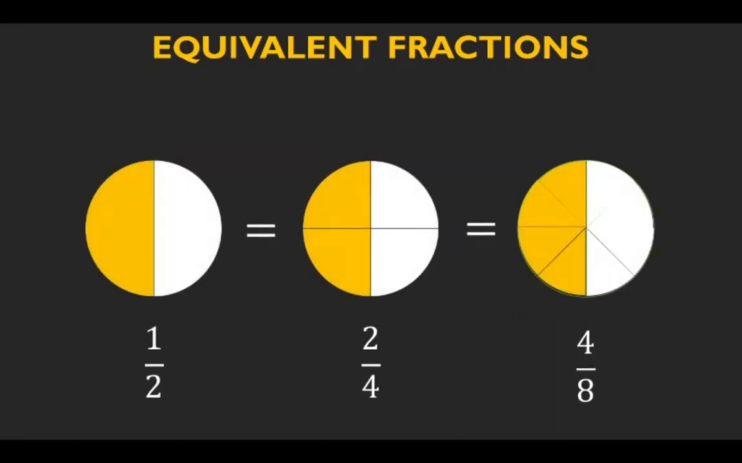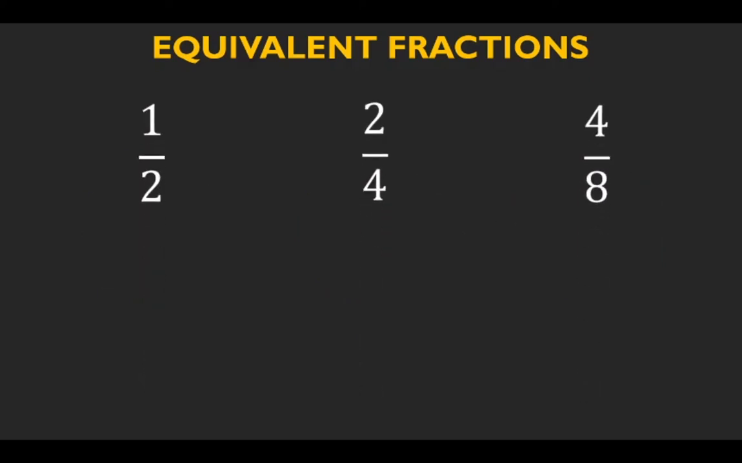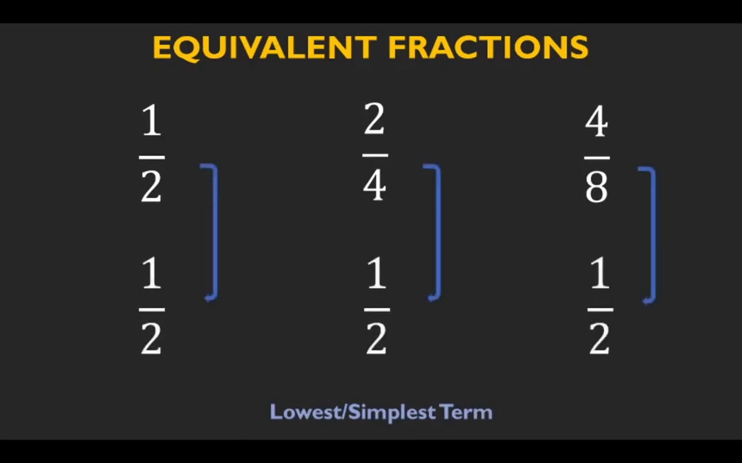Now, what if we are given several fractions and we are to check if they are equivalent? We will discuss 2 ways to find out if fractions are equivalent. First method is to reduce the fractions into their lowest terms. If their lowest terms are the same, the fractions are equivalent.